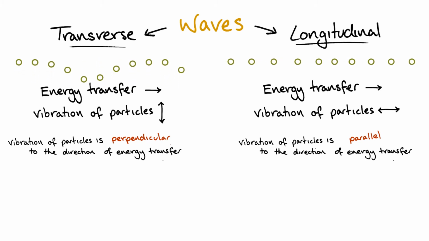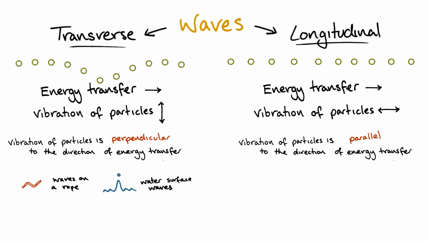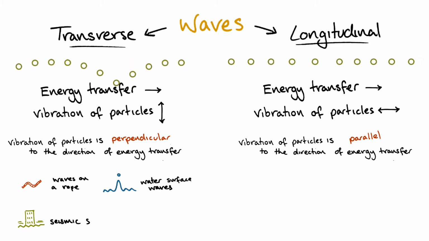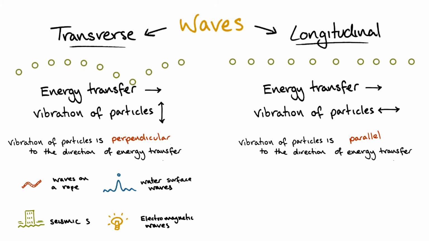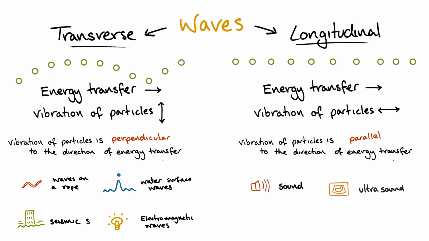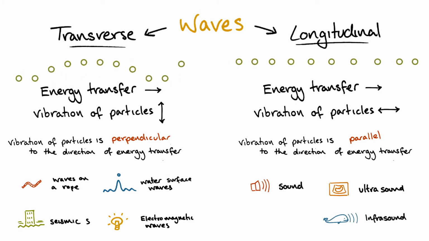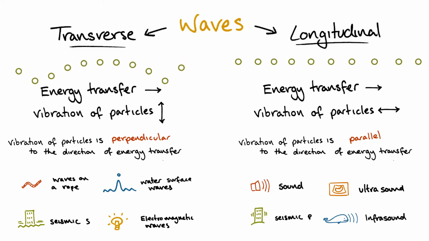Let's look at some examples. Waves on a rope, water surface waves, seismic S waves, which are the secondary waves when there's an earthquake, and electromagnetic waves are all transverse waves. Sound, including ultrasound, which is higher than human hearing, and infrasound, which is lower than human hearing, and seismic P waves, which are the first waves to arrive after an earthquake, are all examples of longitudinal waves.